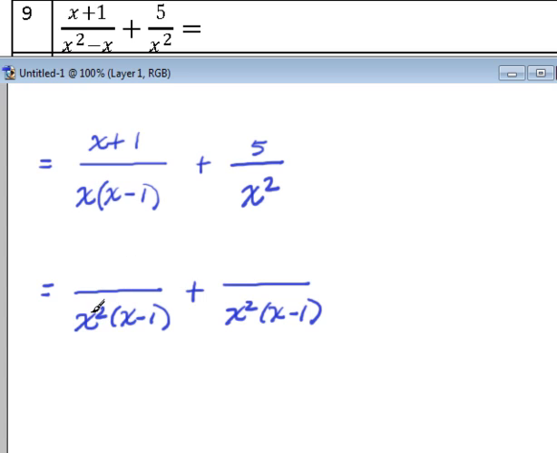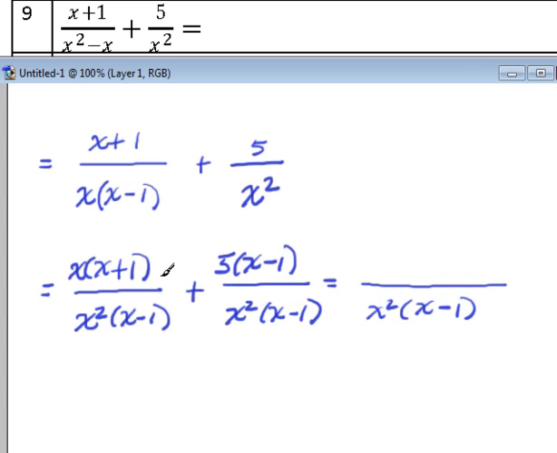Okay, here we have to go from this here to here. We're multiplying by x, so multiply the top by x as well. And to go from this denominator to this denominator, we multiply by x minus 1, so multiply that 5 by x minus 1. And just combine like terms. Let's multiply this out, x squared plus x, and here we have 5x minus 5. Combine like terms, and we have x squared plus 6x minus 5.